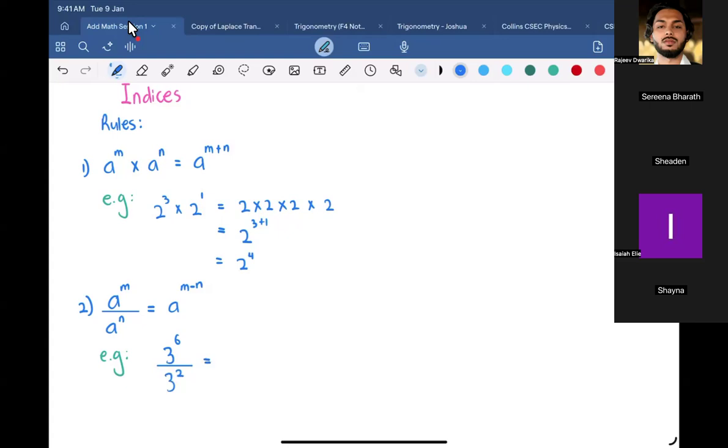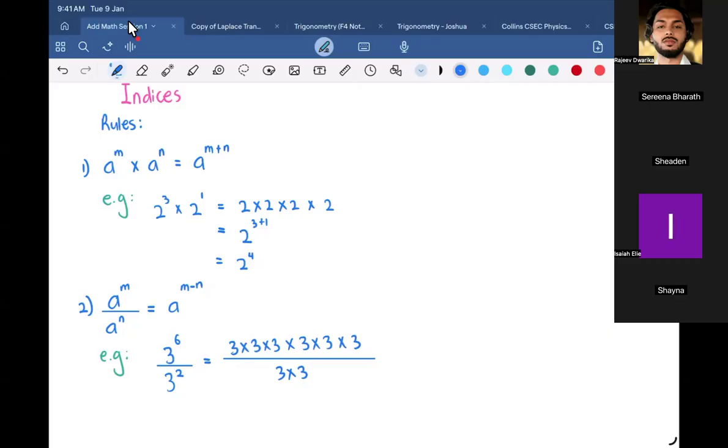Okay, so if we have 3 to the power 6, that means we have 3 multiplying by itself how many times? 6 times. Yeah. And then we are dividing by 3 to the power 2, so that would be 3 by itself 2 times. Since we are dividing, wouldn't we take away 2 of the 3's from the bottom with 2 of the 3's on top? That makes sense? So the 2 3's in the bottom would cancel off with 2 3's on top.